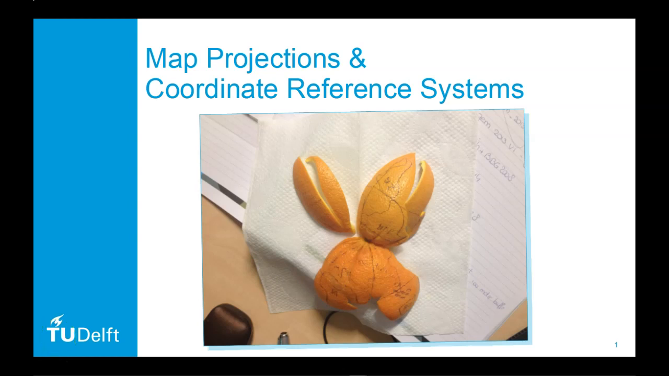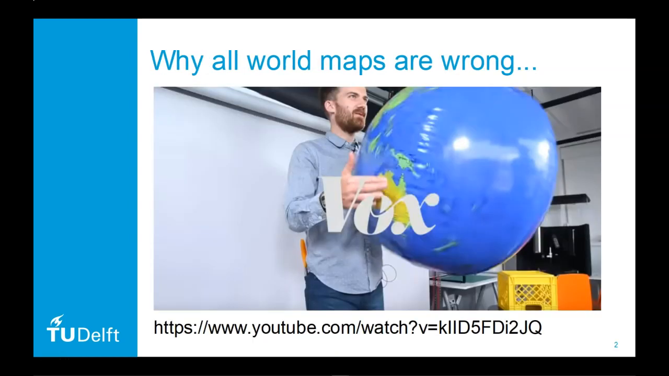Everywhere in the world, all countries have their own map projections. That is because the Earth, of course, is not flat. In order to get the best flat map, well, it takes some work, as you can see by the way this orange is being peeled. There's a very good explainer on YouTube by Vox. The title is Why All World Maps Are Wrong. This will explain why it is so hard to map the world as a whole.